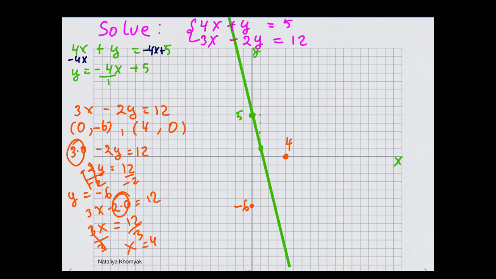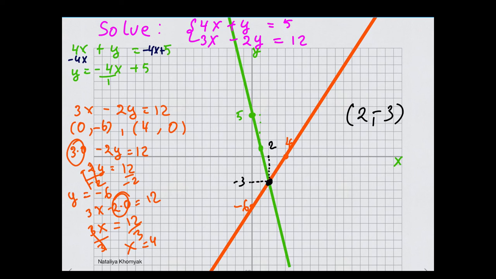Let's graph the line. The point of intersection is our solution, and it seems like the x value is 2 and the y value is negative 3. So (2, negative 3) is our solution. That's all.